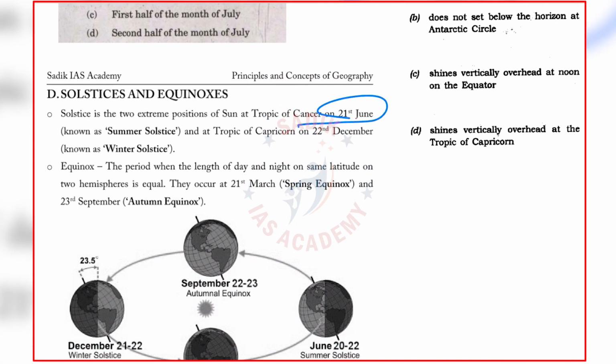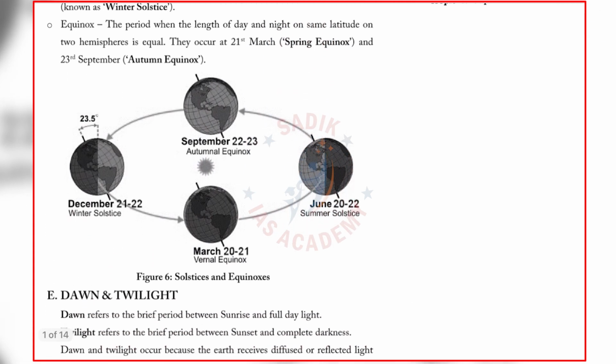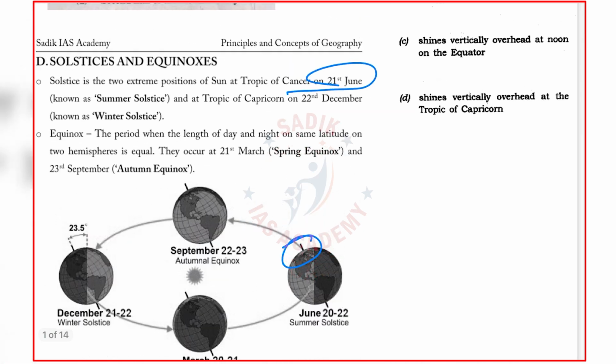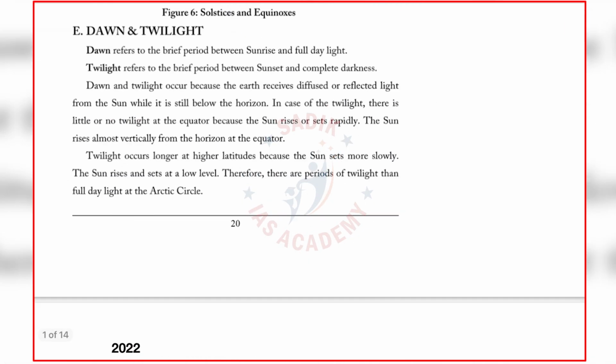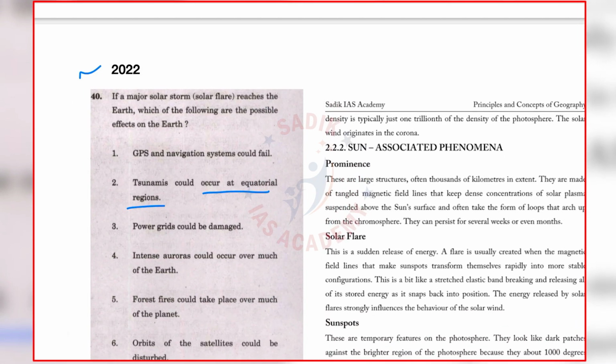Okay, 21st June I have given. In the diagram also we can see the sun does not set. I have given a diagrammatic representation, and I have given the content also. Secondly, I will show another question also, 2022.